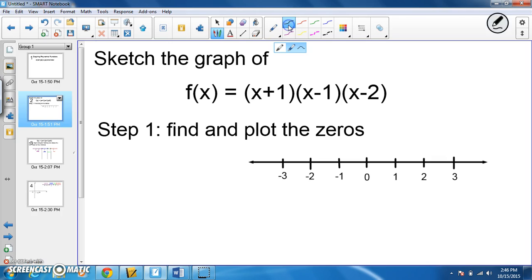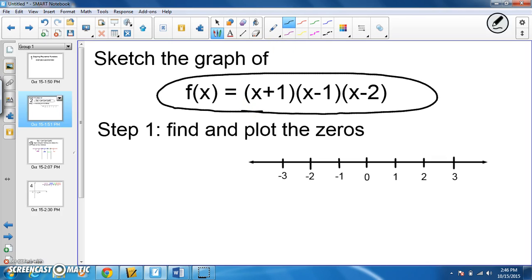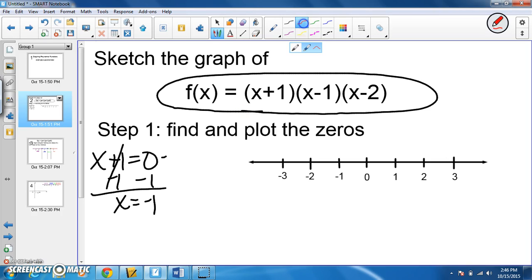So since we have our factored form of our polynomial, we need to take each factor and set them equal to 0 and solve. So x plus 1 equals 0. Subtract 1. x equals -1. I plot that on my number line at -1. Then, x minus 1 equals 0. Add 1 to both sides. x is equal to 1. And I plot 1 on my number line.